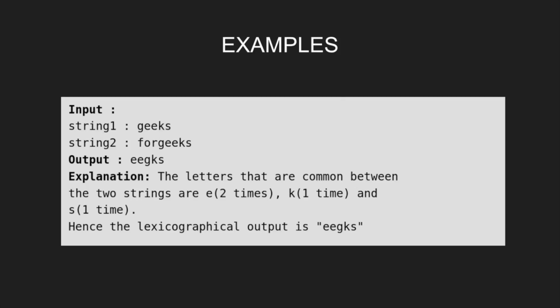Let's have a look at some examples. If the input strings are geeks and forgeeks, then the output will be EEGKS, as the letters that are common between the two strings are E two times, K one time, and S one time. Hence, the lexicographical output is EEGKS.